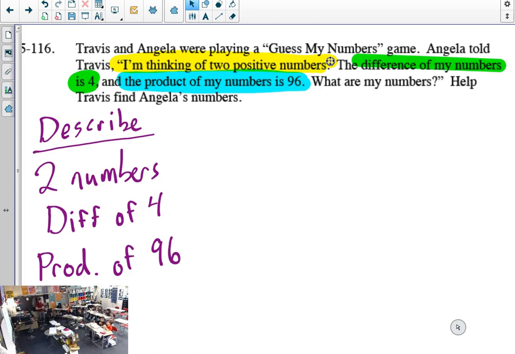We got two different numbers. Their difference is 4. Their product is 96. I'm going to make these say "is" because we often are using "of" for multiply, and that's totally not what we're doing here. So I'm going to turn this into "is," just like that. Better.